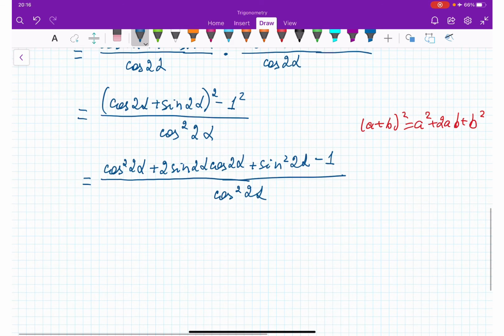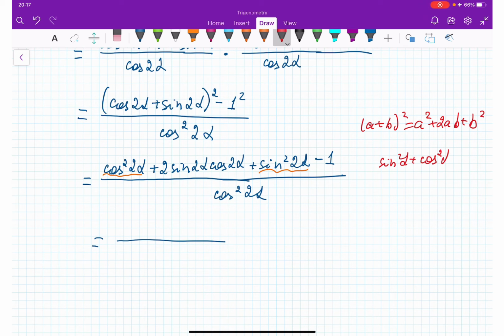From here, we are going to get cosine squared alpha plus sine squared alpha. That's going to be equal to 1. There is a formula: sine squared plus cosine squared is equal to 1. So we are getting 1 plus 2 sine alpha cosine alpha, and minus 1 divided by cosine squared alpha. Okay.